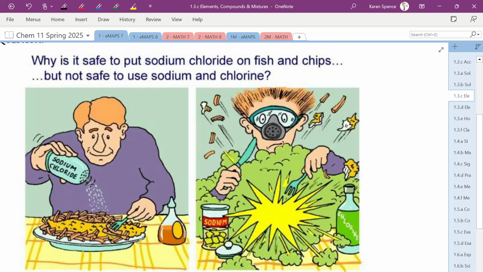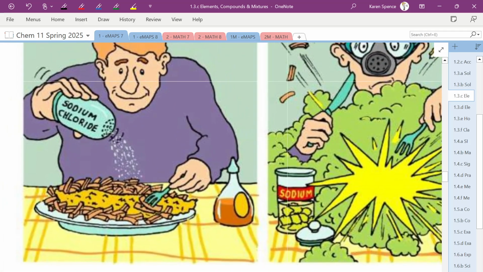So the properties of a compound are very different than the properties of each individual element. Sodium chloride, the compound, is safe to eat. Sodium and chlorine, the elements, if you breathe chlorine gas, you will die. If you eat sodium, you will die. If you have too much sodium chloride, you might get high blood pressure and eventually die, but for most people, a little bit of salt is fine.